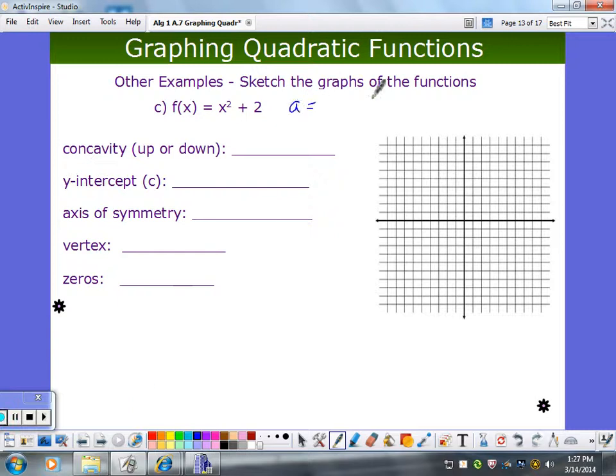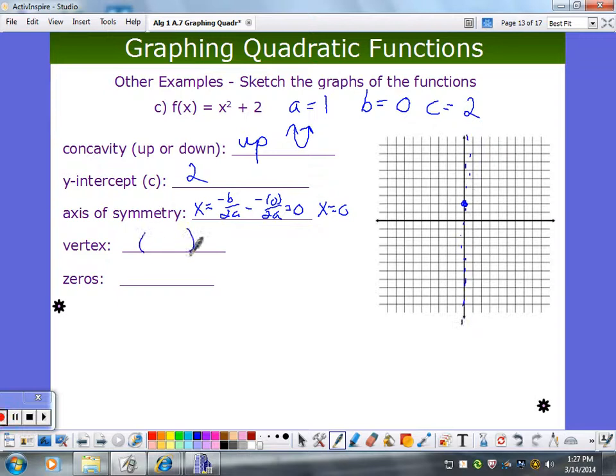So let's do a equals, b equals, c equals. What's a? 1, b? 0, c? 2. Alright, concave up or down? Let's get routine already. What are you guys doing? Y-intercept. Put that on here. X equals negative b over 2a equals negative 0 over 2a. That's 0, so x equals 0. So again, we're on the y-axis. The vertex is 0, 2. And it's concave up, right?